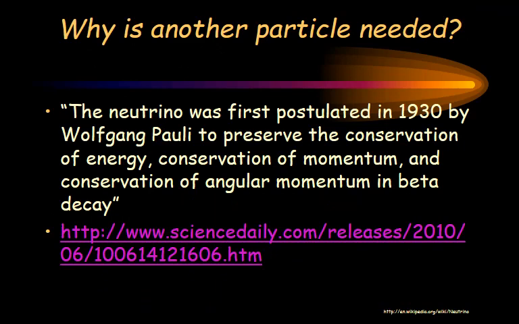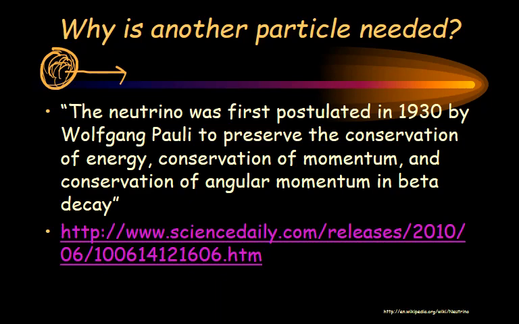So why was another particle needed? Well, this was first postulated in 1930 by Wolfgang Pauli to preserve conservation of energy, conservation of momentum, and conservation of angular momentum in beta decay. There was a major issue here as we had a nucleus and an electron shoots out. Conservation of momentum, right? We have an issue here with the nucleus itself.